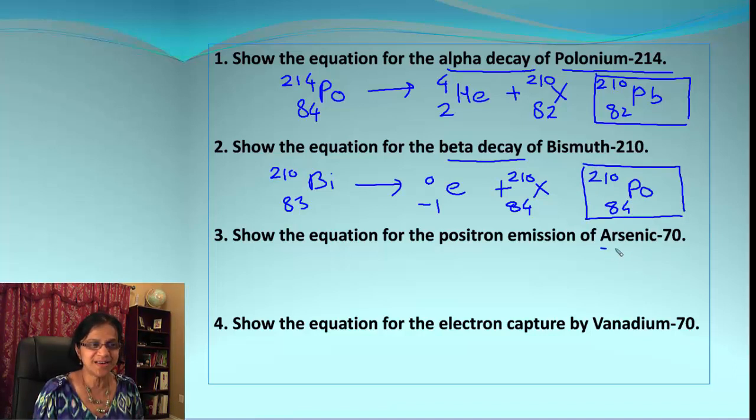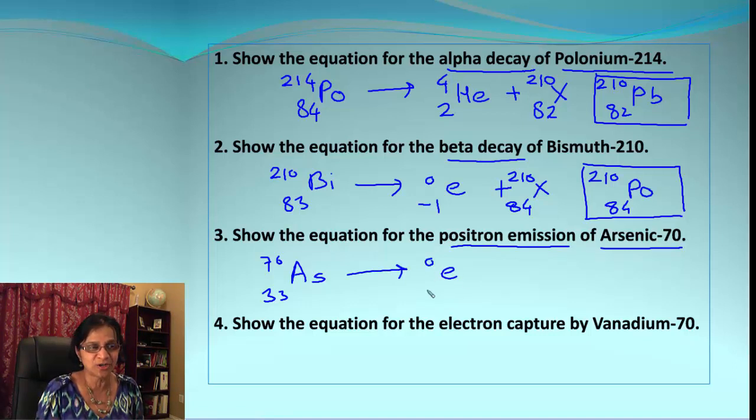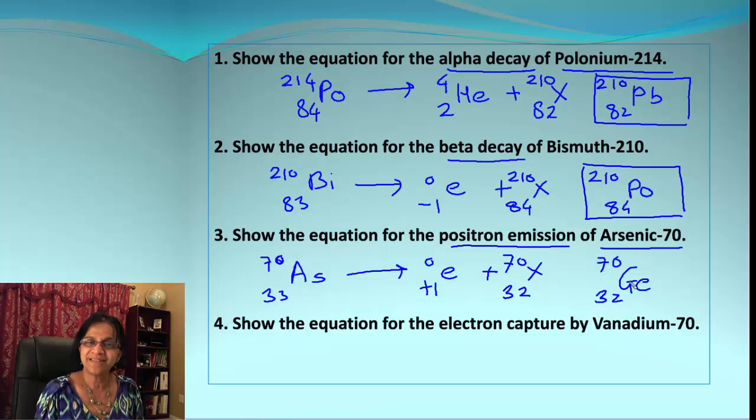Let's move on to the next one. That's arsenic, As 70. The atomic number for arsenic is 33. And then that is giving a positron. A positron is something similar to an electron, except we put here positive 1. And the new element which you are going to get will be 70. And over here, it must be 32 to give the total 32 plus 1 equals 33. So which element could that be? In the periodic table, we find germanium with the atomic number 32.